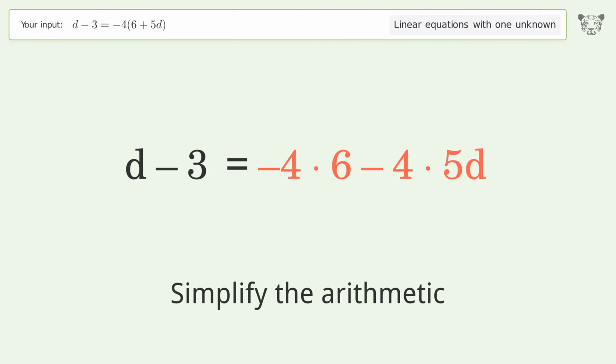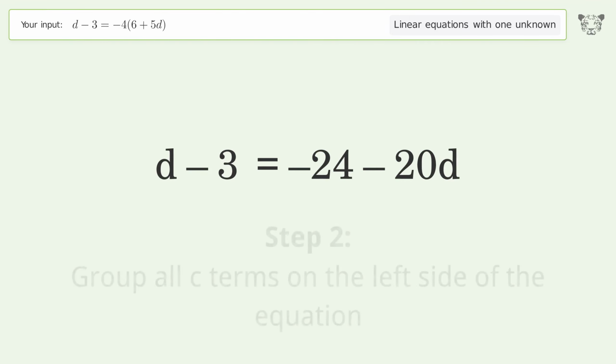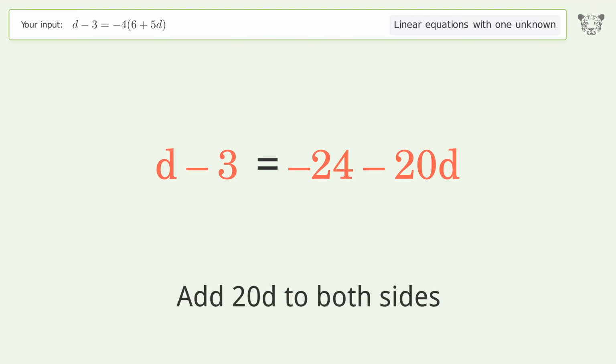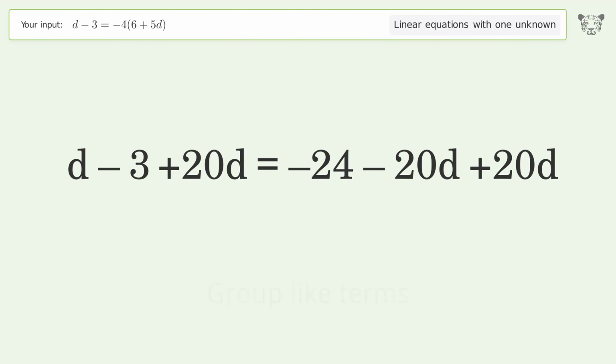Simplify the arithmetic. Multiply the coefficients. Group all d terms on the left side of the equation. Add 20d to both sides. Group like terms.